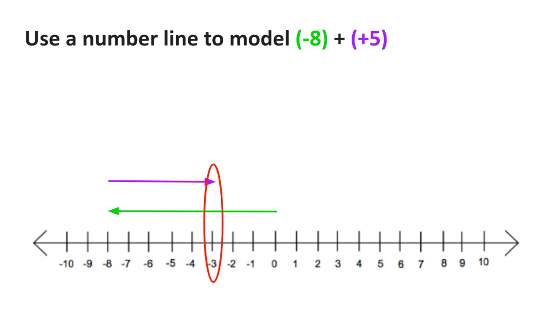And where I end up, I have my answer. Negative 8 plus positive 5 gives me negative 3. Practice time. Good luck, everybody.